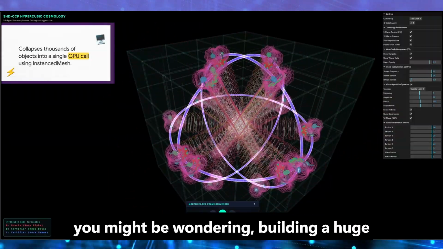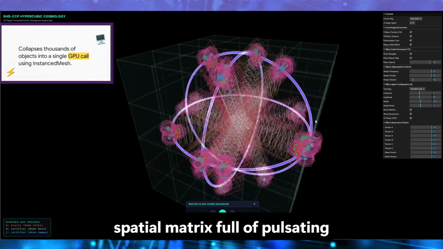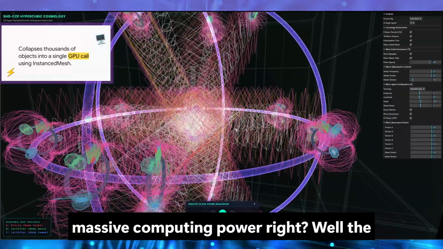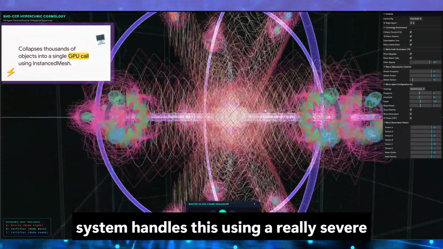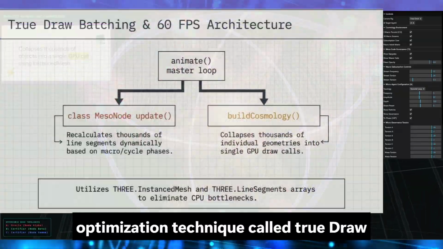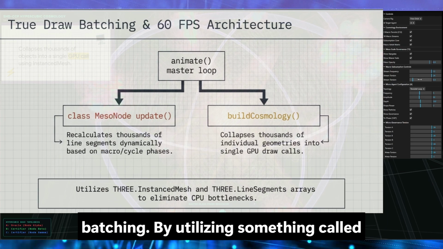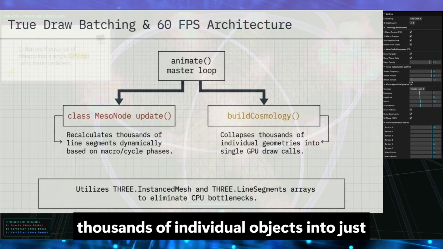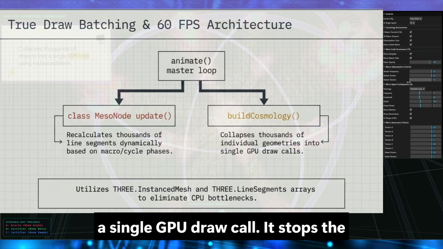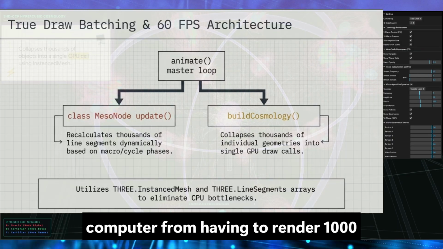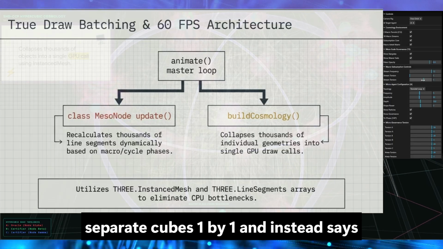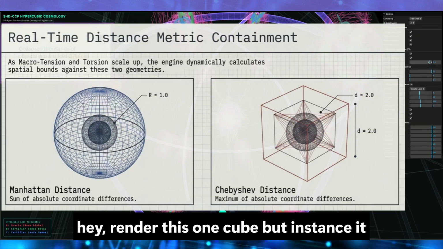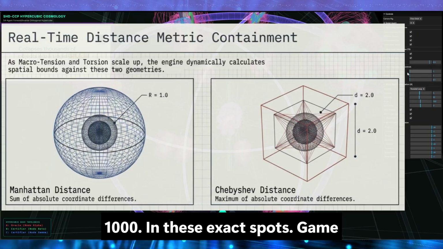Now you might be wondering, building a huge spatial matrix full of pulsating geometric shapes normally requires massive computing power, right? Well, the system handles this using a really severe optimization technique called true draw batching. By utilizing something called instanced mesh in Three.js, it collapses thousands of individual objects into just a single GPU draw call. It stops the computer from having to render 1,000 separate cubes one by one, and instead says, hey, render this one cube, but instance it 1,000 times in these exact spots.